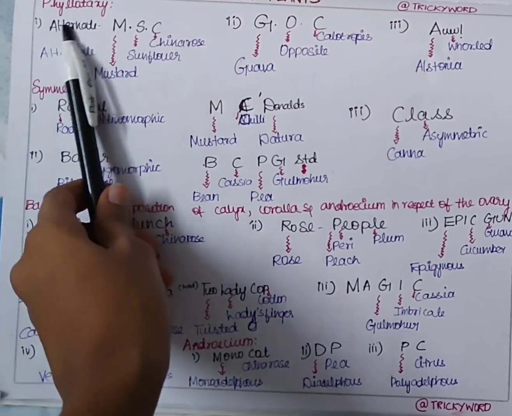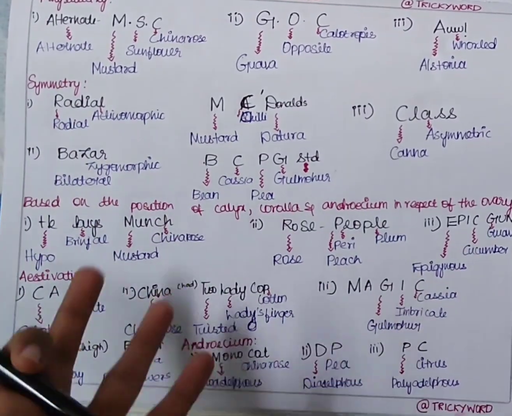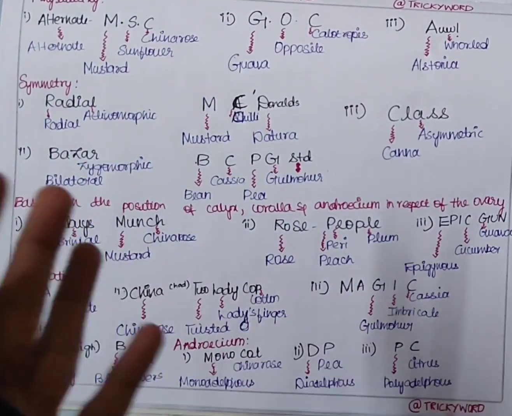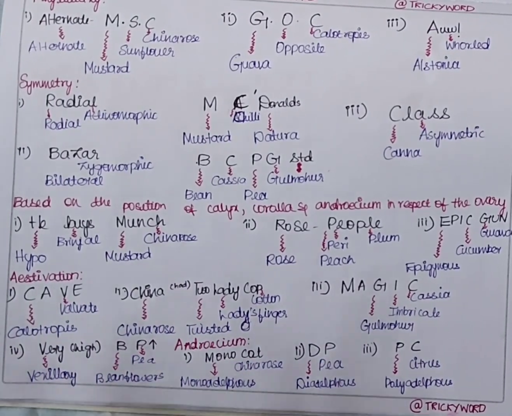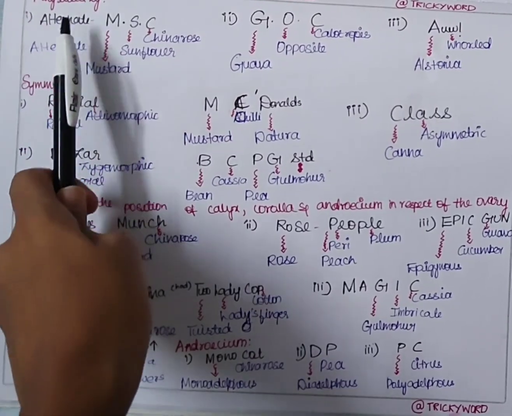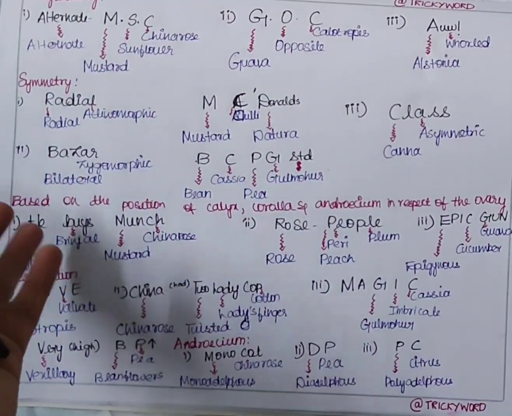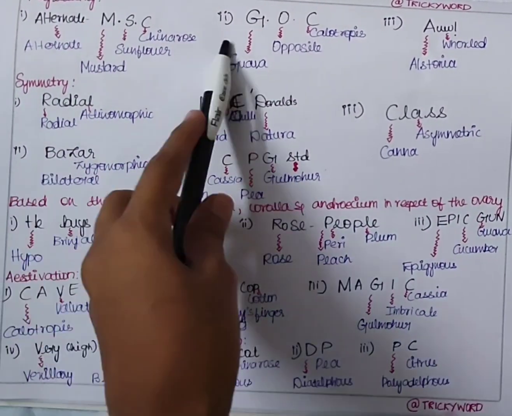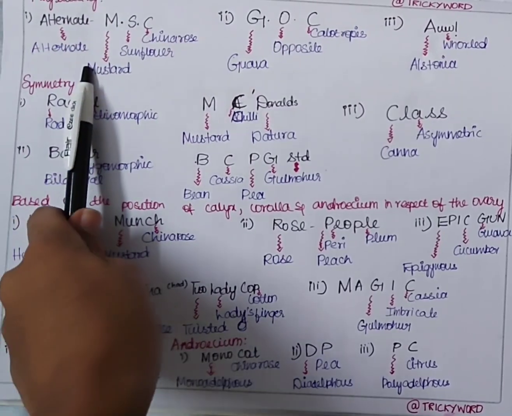Now we are going to see the examples for phyllotaxy. If you want details on what phyllotaxy, symmetry and everything is, I have already given the video for the full chapter. You can see it in the playlist, so it will be very clear before learning the short trick. The first short trick is alternate MSc. If I am not going for a job after BSc, then I am going to do MSc. This is the alternate option. So alternate MSc, alternate for alternate phyllotaxy.